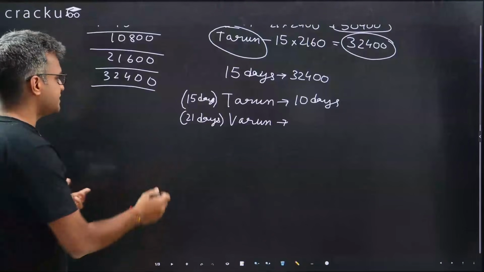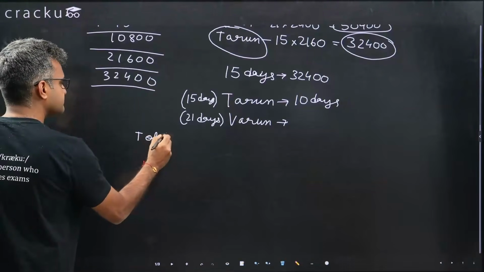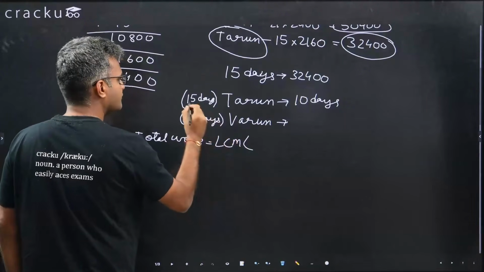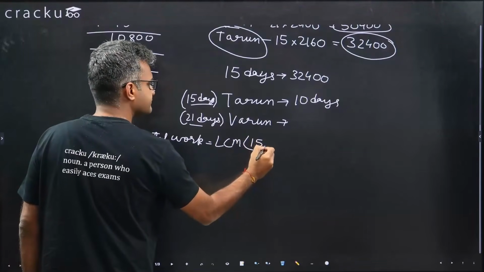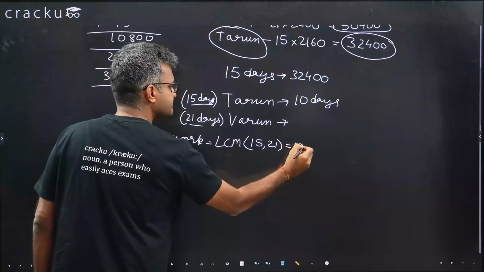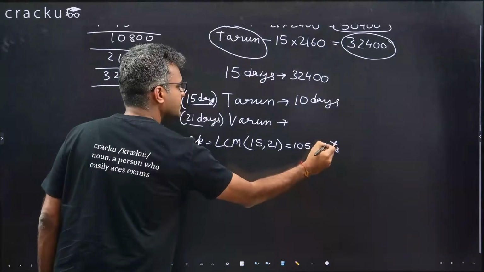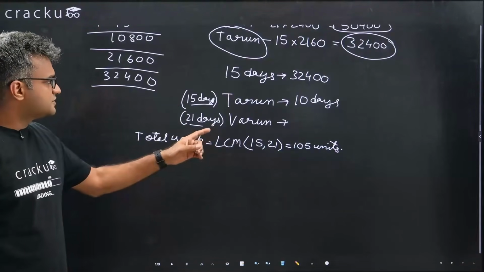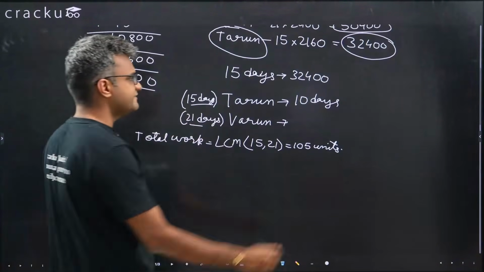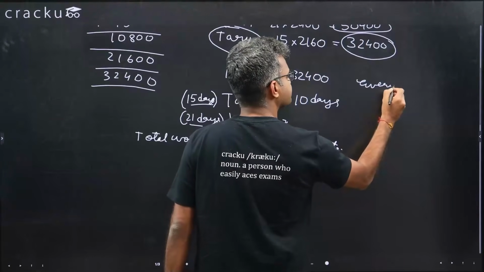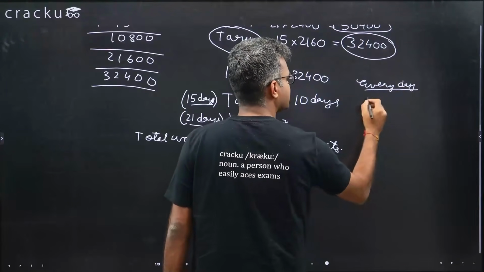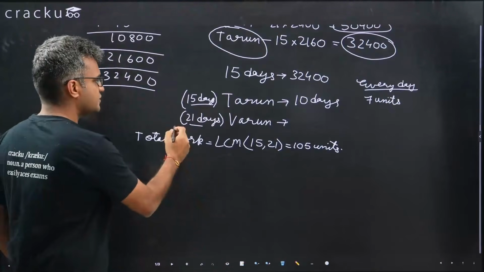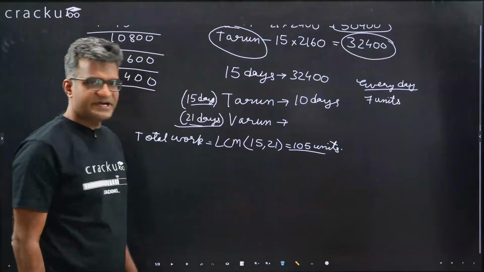So to do that, let us assume that the total work that needs to be done is the LCM, the least common multiple of 15 days and 21 days. This is 105 units. We can assume that total work to be any number. If you assume it to be the LCM, then many of the calculations become easy. So Tarun takes 15 days to do 105 units. So every day he does 7 units. Varun takes 21 days to do 105 units. So every day he does 5 units.